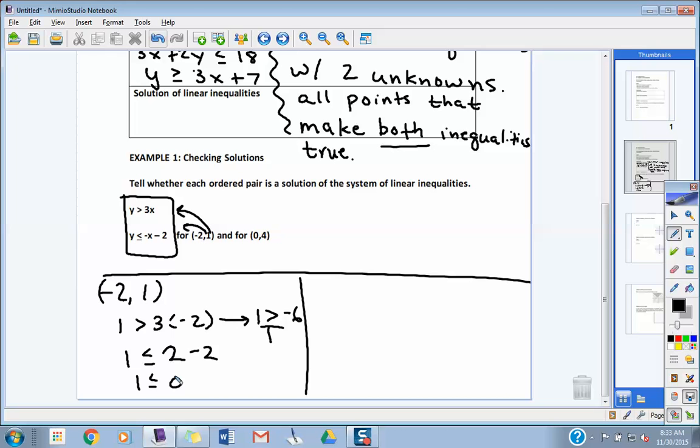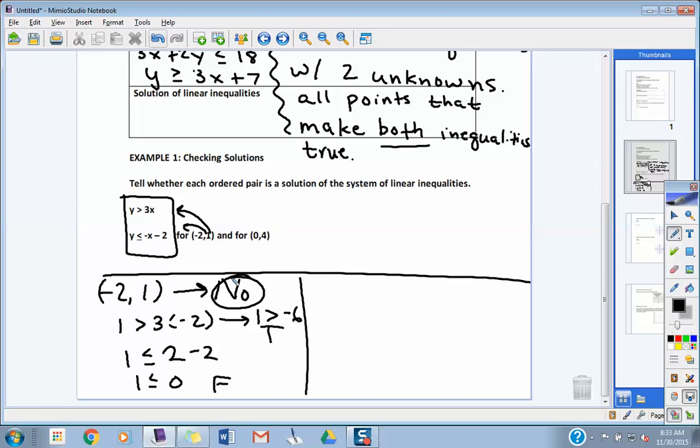All right, so when I get that figured out, a comparison of two values, 1 is less than or equal to 0, is that true or is that false? That's false. Okay? So when I substitute that point, -2, comma 1 in, does that make both inequalities true or not? Just one of them, right? So is -2, comma 1 going to be a solution to the system? What are you going to say? No, it's not. This is not a solution, because one of the inequalities was false.